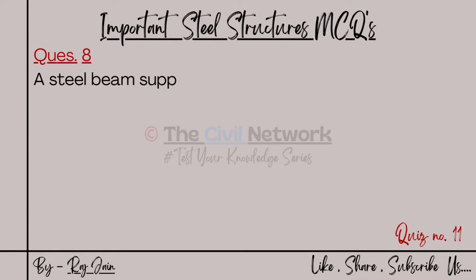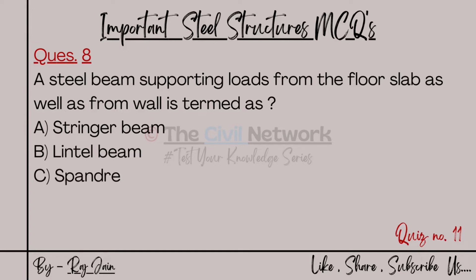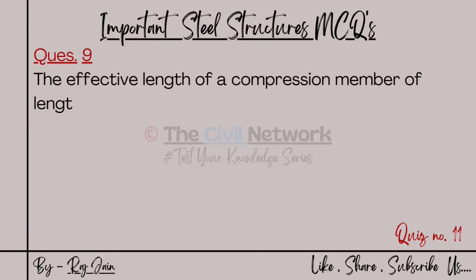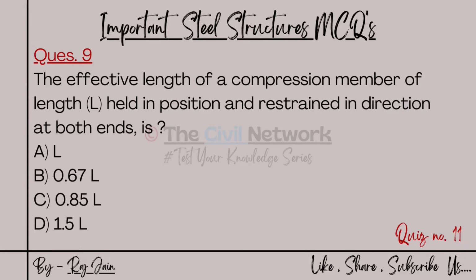Question number 8. A steel beam supporting loads from the floor slab as well as from the wall is termed as. Correct answer is spandrel beam. Question number 9. The effective length of a compression member of length L held in position and restrained in the direction at both ends is. Correct answer is 0.67 L.